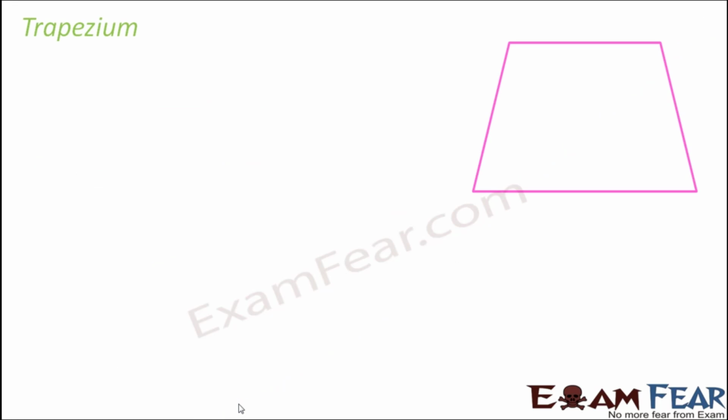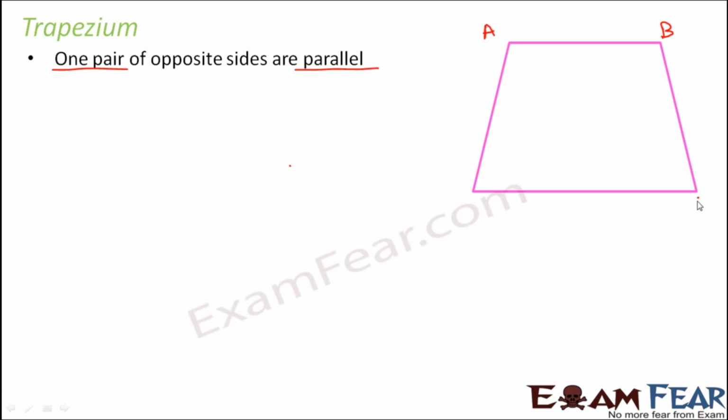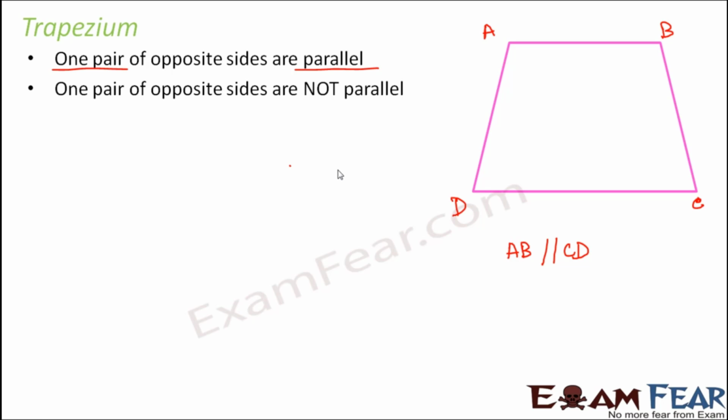Finally, the last quadrilateral, that is the trapezium. So what is a trapezium? The speciality of a trapezium is that here one pair of opposite sides is parallel. Please make a note of it, that one pair of sides is parallel, not both pairs. So which is the pair of sides which is parallel here in this trapezium ABCD? Here, if you see, AB is parallel to CD. So they are not equal, but they are parallel. Whereas the other pair of opposite sides are not parallel.